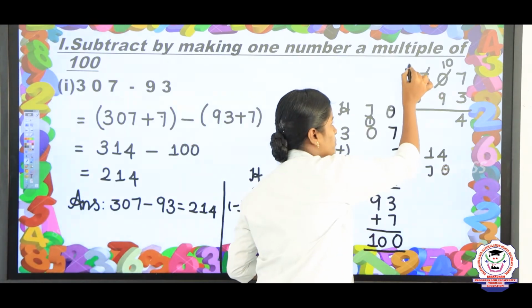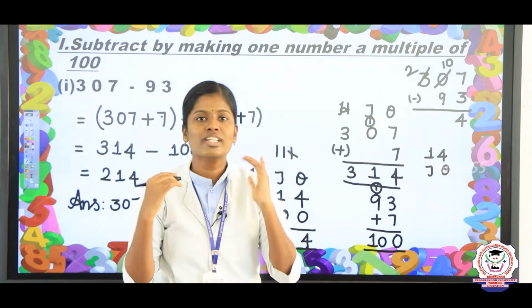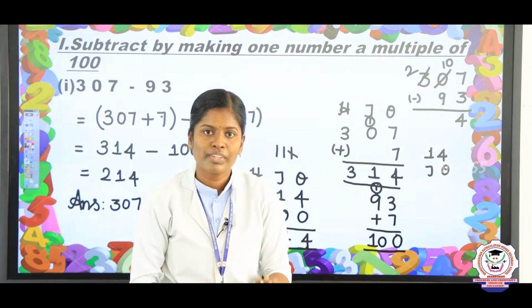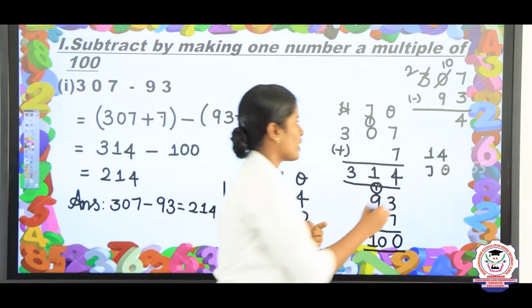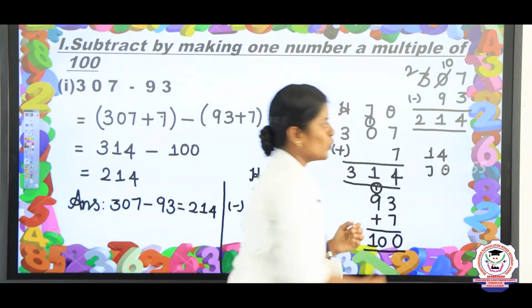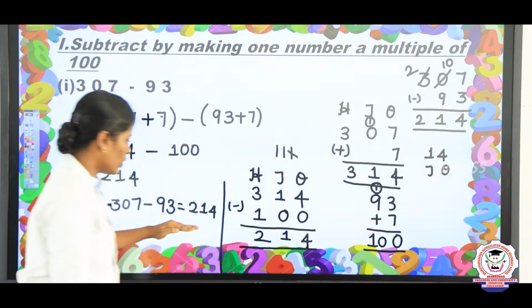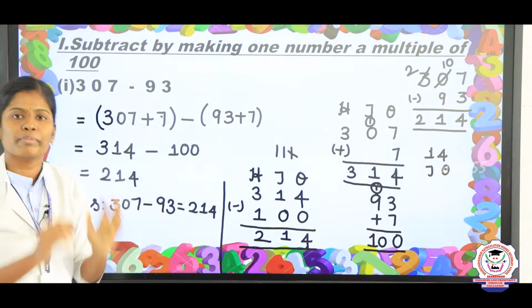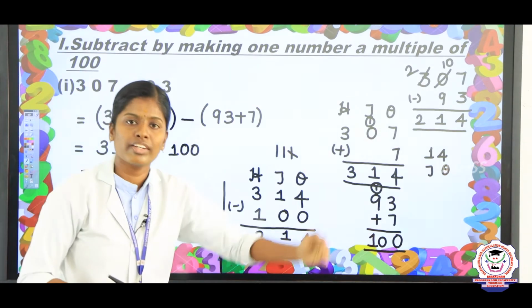Now we are going to subtract 10 minus 9. So what is the answer 10 minus 9? The answer is 1. So write 1 and then 2. So we got 214. Here too we got 214. So our subtraction is correct. We will see another example. Listen here.